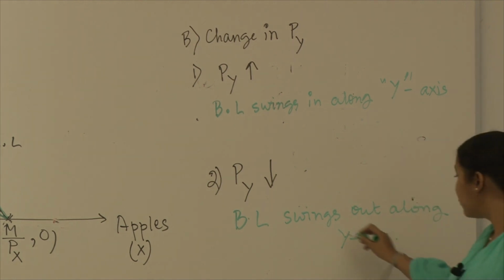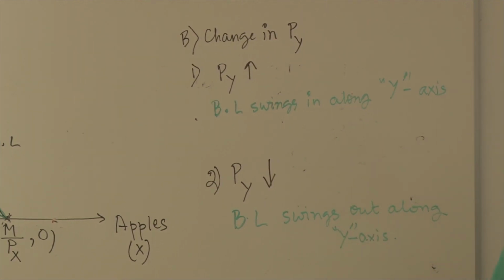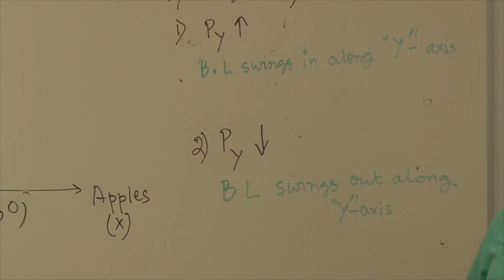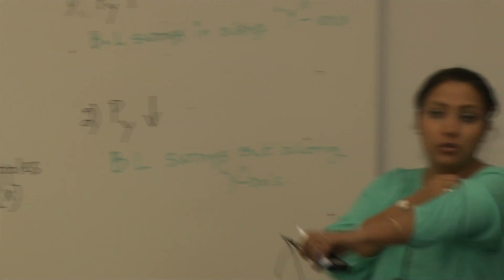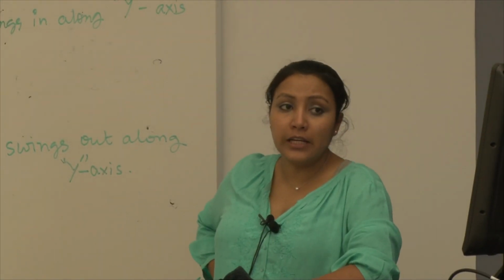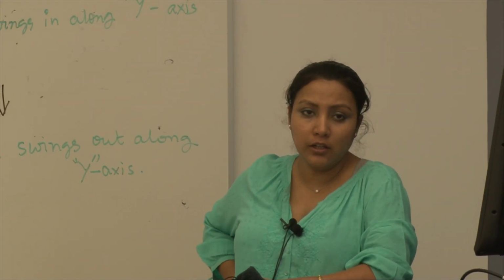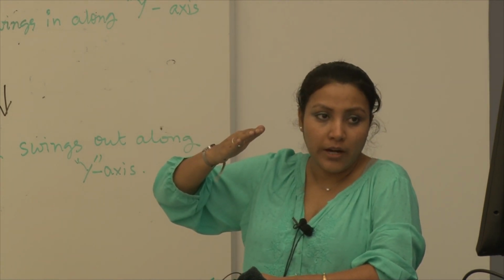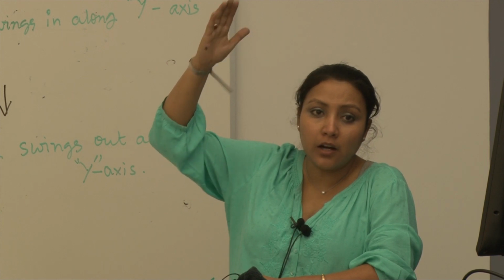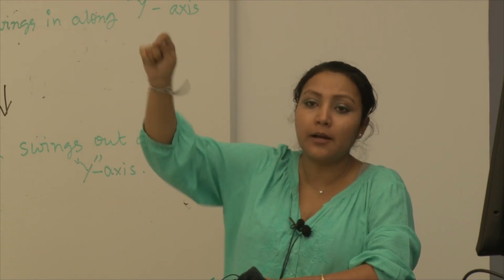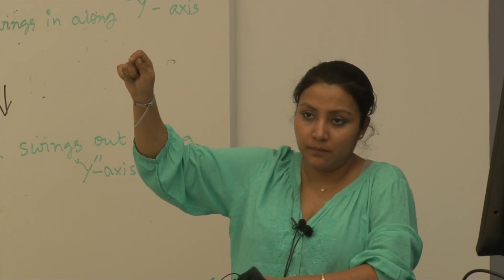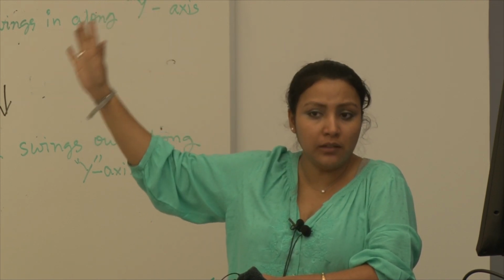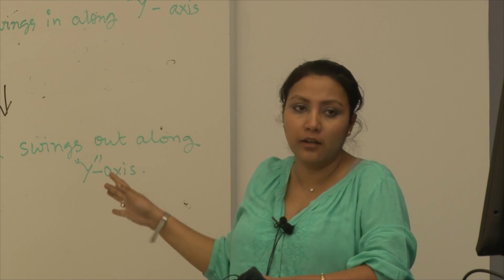Okay. So, that means you can summarize this by saying whenever there is an increase in the price of the commodity, this is the important part for you to remember, then the budget line will always swing inside, and it will always swing inside along the axis where you are measuring that particular commodity, assuming that nothing else has changed. Nothing else, I mean the price of the other good and your money income.